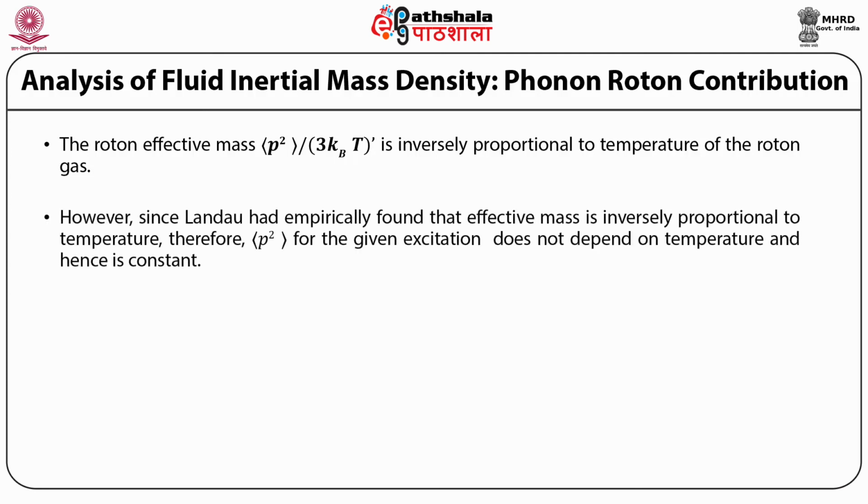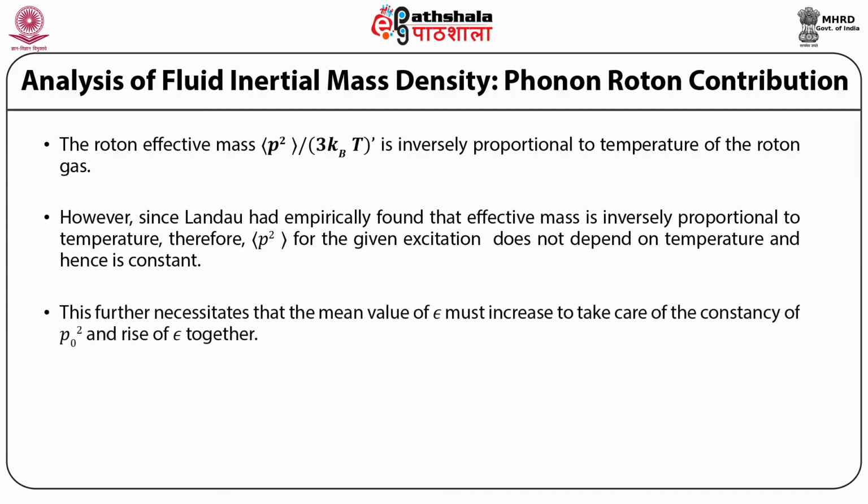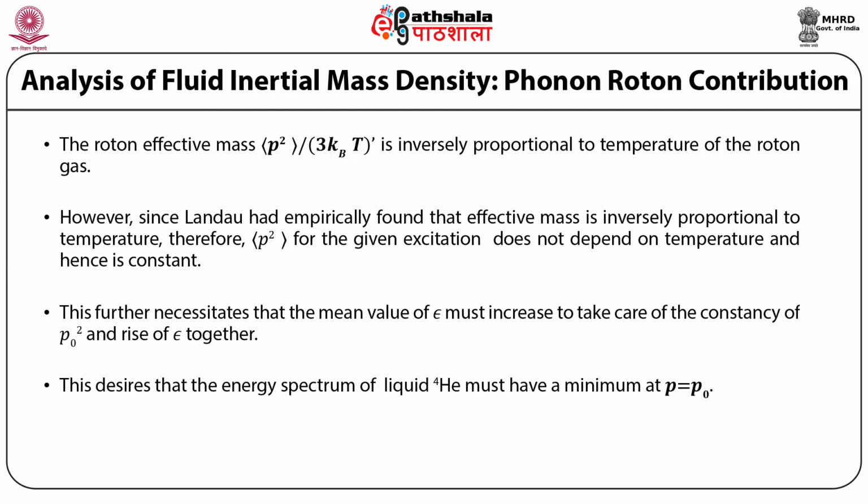However, since Landau had empirically found that effective mass is inversely proportional to temperature, the mean value of p square for the given excitation does not depend on temperature and hence is constant. It is why this value was denoted above as p naught square. This further necessitates that the mean value of epsilon must increase to take care of the constancy of p naught square and rise of epsilon together. This implies that the energy spectrum of liquid helium-4 must have a minimum at p equal to p naught.